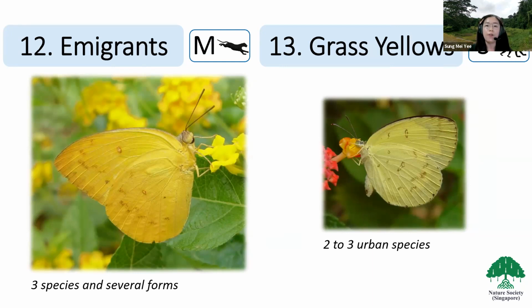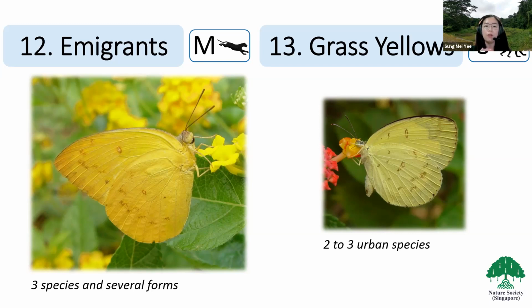Now for both of these, there are actually a few species, but I won't be going into the specific species. You can just know that emigrants and grass yellows are generally yellow in color with some black markings on their wings. How to tell apart these two yellow butterflies? They're actually different in size as well as in speed. Emigrants are bigger and fly faster, while grass yellows are smaller and move slower.